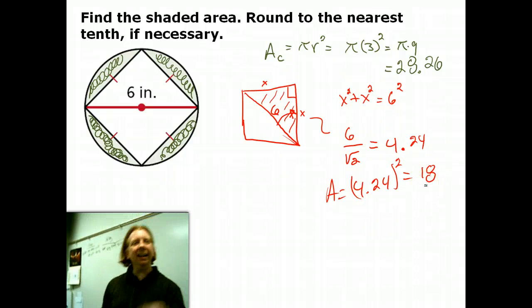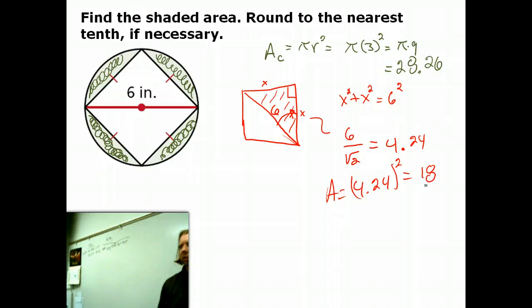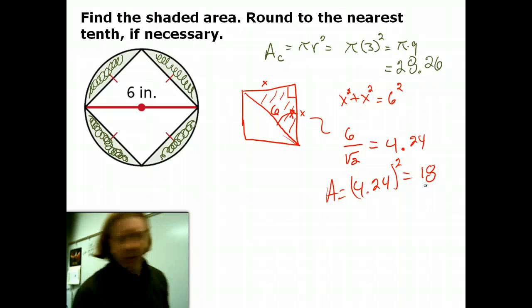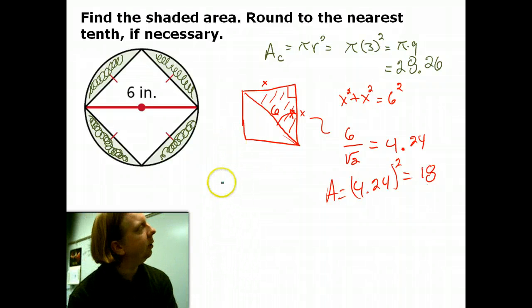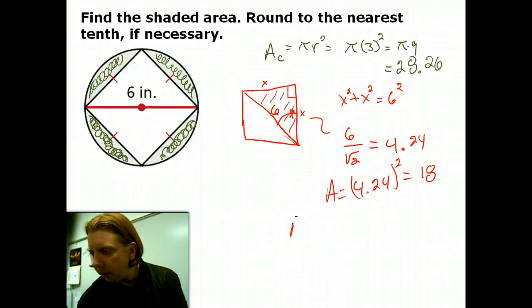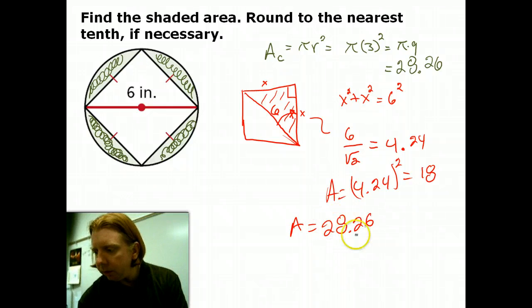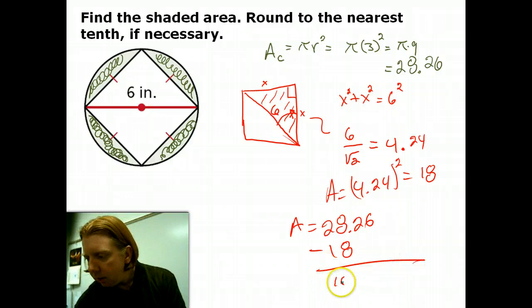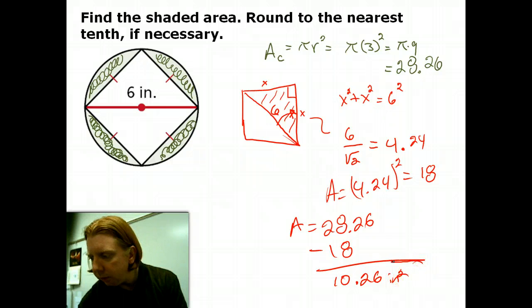So am I adding or subtracting these areas? Subtracting, because I cut out the middle. This square in the center of my coin is a void. So I'm not worried about trying to find anything here. I'm going to cut that out. So I take the area of the overall disk, 28.26, minus the 18 that I cut out of the middle. Final answer, 10.26 square inches.